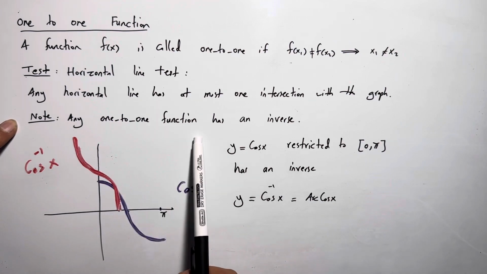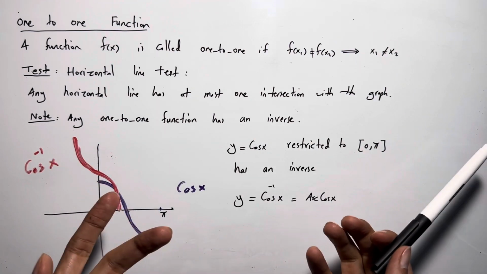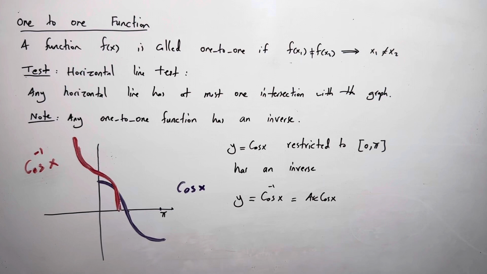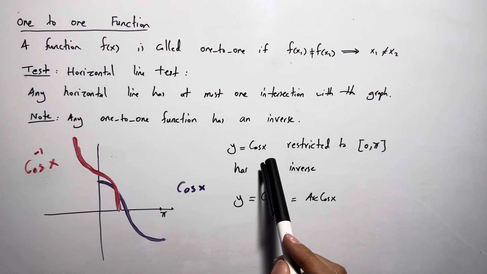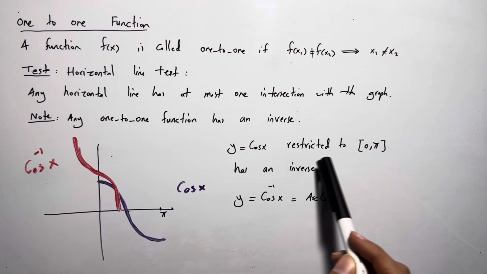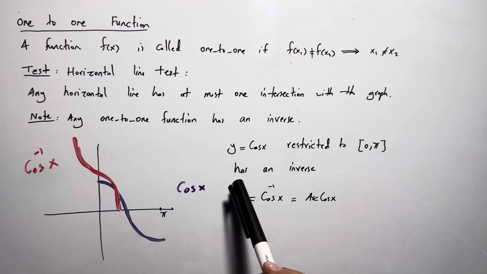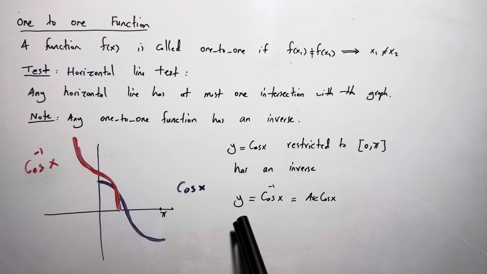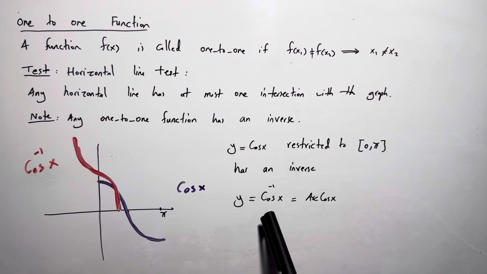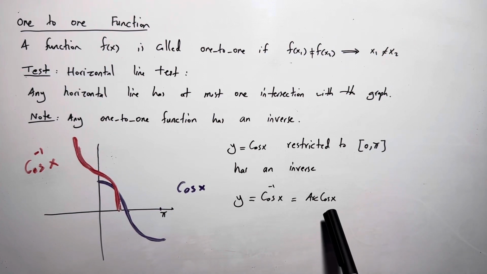Because any one-to-one function has an inverse, so you can define a new function. For example, y equals cosine x. If you restrict the domain to 0 and pi, it's going to have an inverse. The inverse is represented by inverse cosine x or arc cosine x.